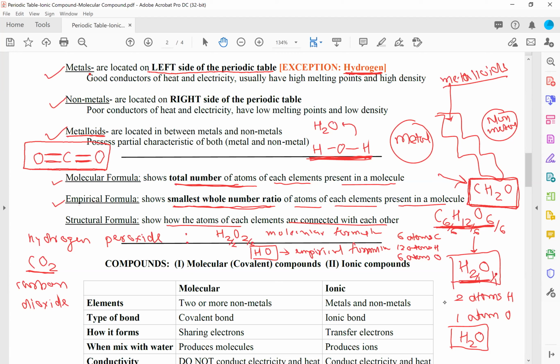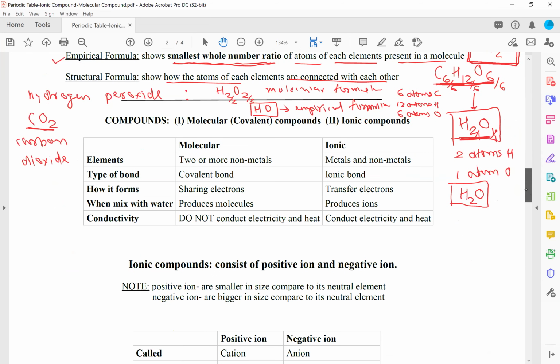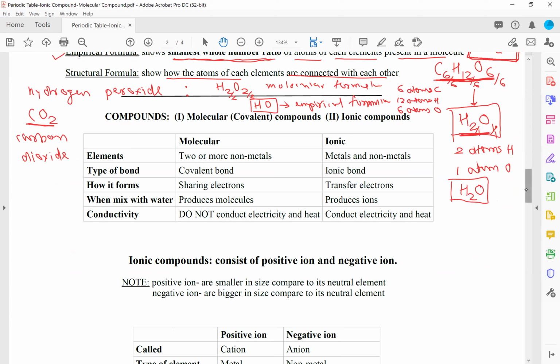Excellent. Right now, as I just told you, what we are going to talk about is two different types of compounds. So far we have talked about all the basics: what is an atom, what is an element, what is a compound, what is a molecule, what are isotopes. Now we are going to talk about the different types of compounds. The first one is called a molecular compound, or it can also be referred to as a covalent compound. We can call it a molecular compound, or we can call it a covalent compound.